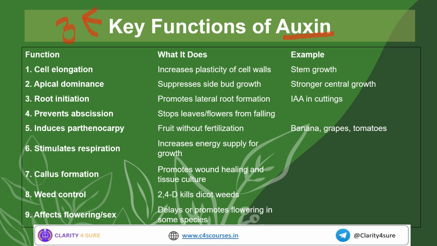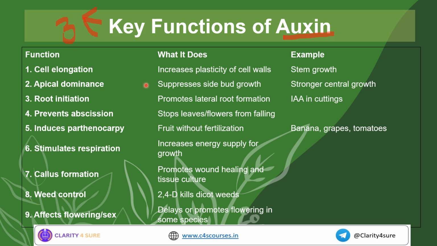So let's now discuss the key functions. First is cell elongation. It increases the plasticity of the cells. For example, when stem growth happens, it is because of the auxin, okay. As discussed earlier, मैंने आपको पहले बताया था, cell elongation is done by auxin, and when we talk about stem elongation, it is done by gibberellin, okay.